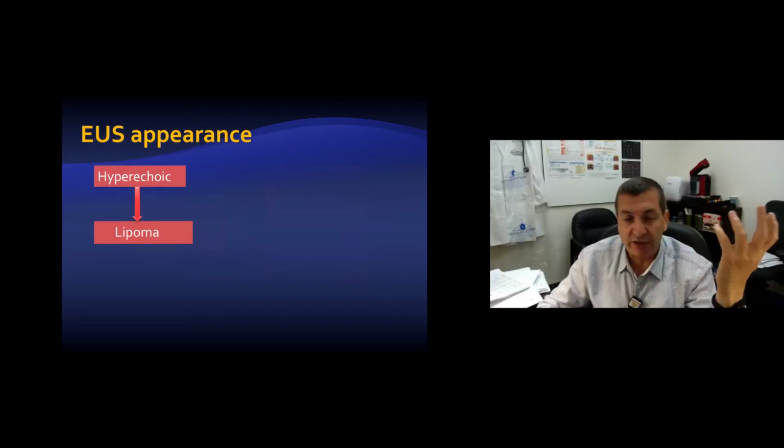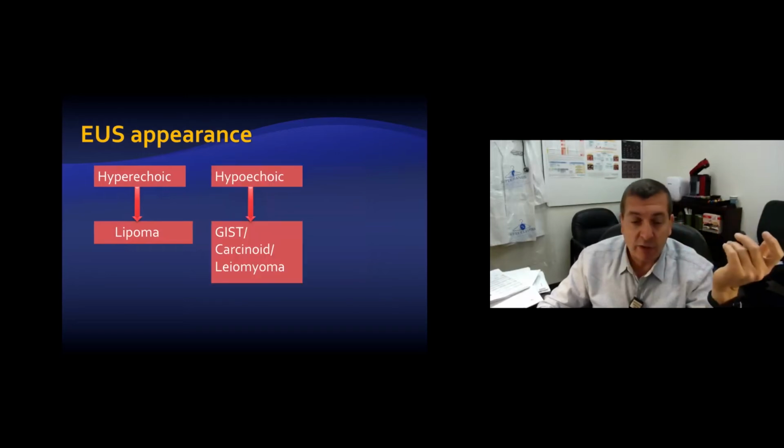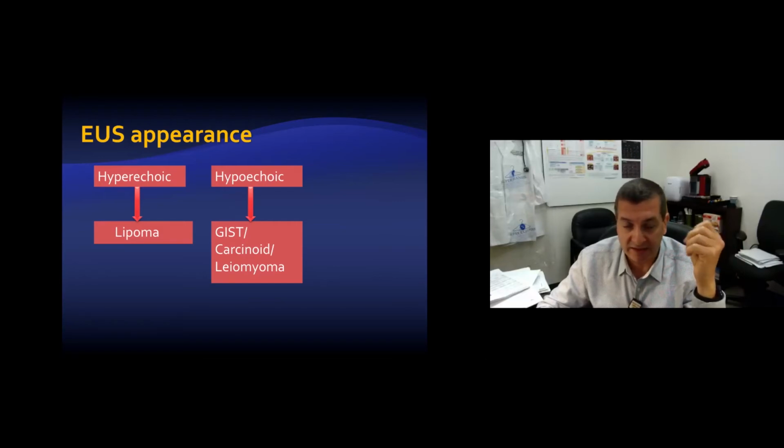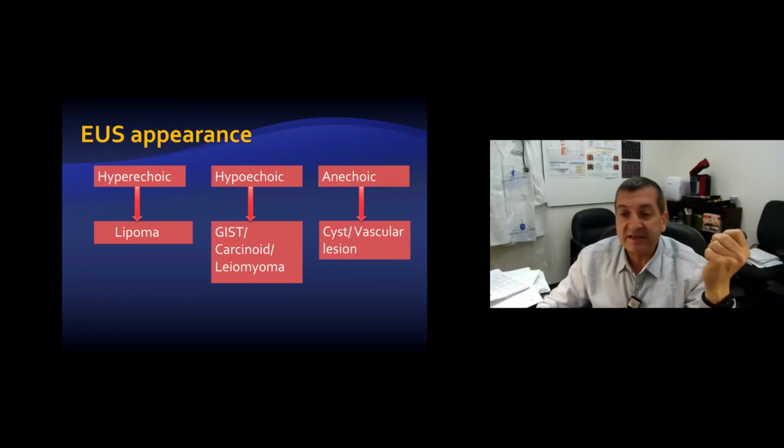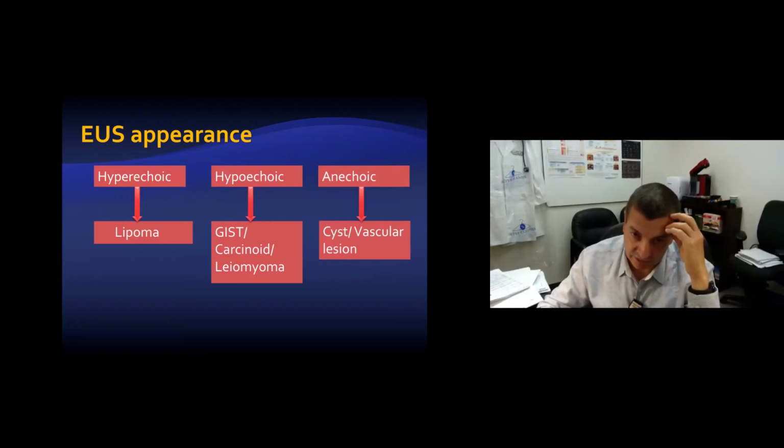And by appearance, you can tell what it is. So if it is hyperechoic, it's usually a lipoma. Nothing much will look hyperechoic and homogeneous like this other than a lipoma. If it is hypoechoic, it can be different things. It can be a gastrointestinal stromal tumor, carcinoid, or leiomyoma. If it is anechoic, it can be a vascular lesion or a cystic lesion. If you put Doppler, you will be able to identify which one it is. Is it vascular or cystic? With the Doppler available on both radial and linear EUSs that we have in our arsenal.